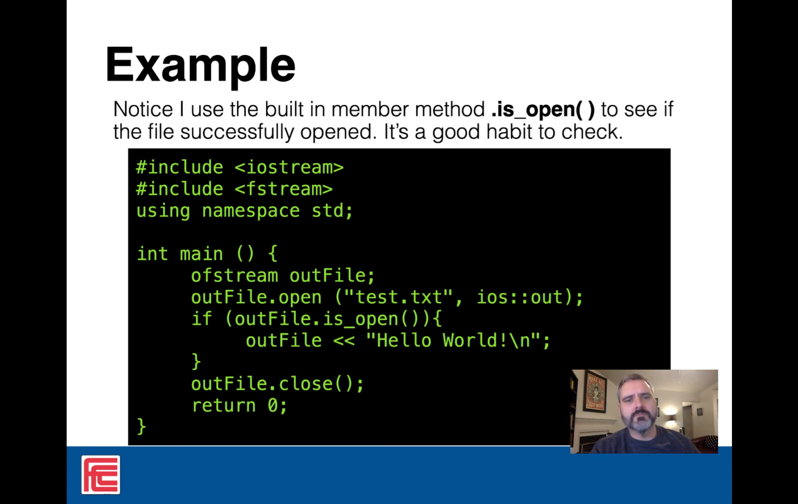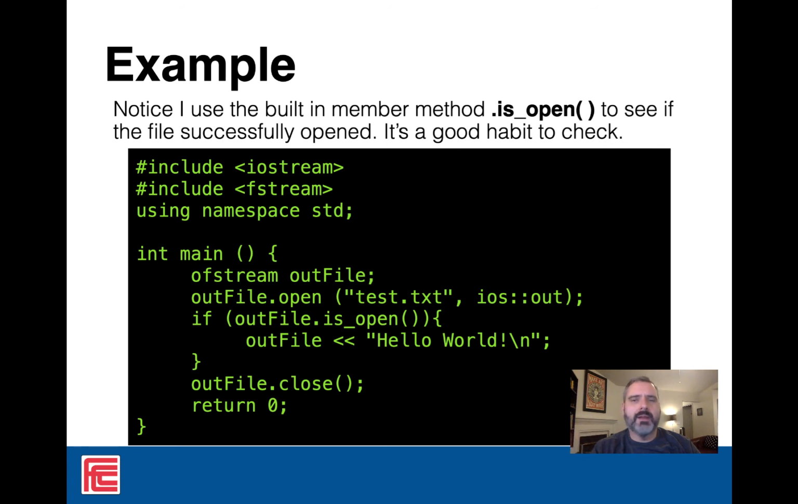Here's an example, so you can use this in your own projects. Basically, I create an out file object. I connect it to something called test.txt. Ignore the ios::out. For ofstream objects, that output mode is automatic, so you don't actually need to put it there. And then I check to see is_open. So notice I don't write immediately to the file. I check really quickly to say, hey, is this out file open? If it's open, then I want to write hello world.